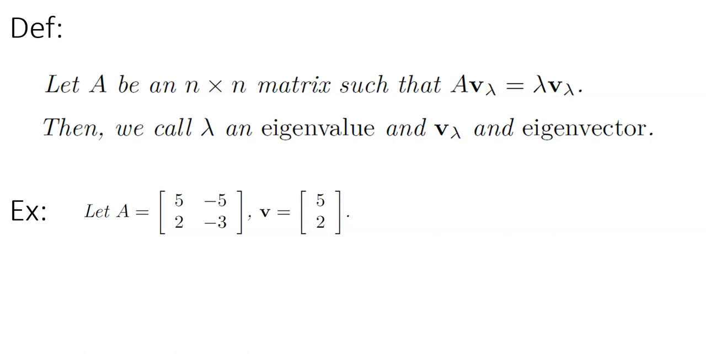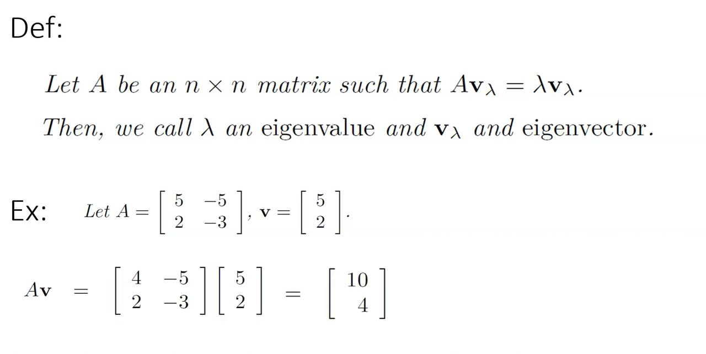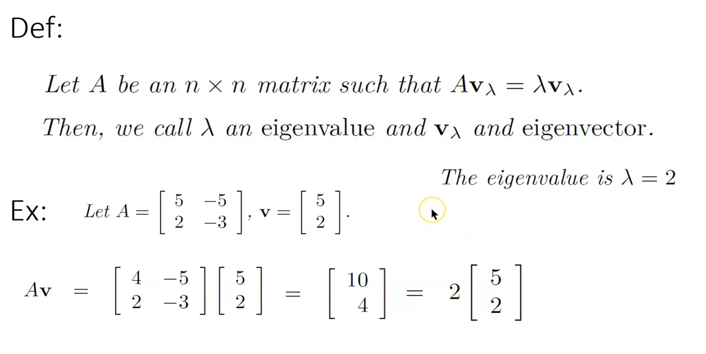Suppose I have this matrix A and this vector v, (5, 2). If I multiply them together, I get (10, 4). And (10, 4) is a multiple of (5, 2). So we get 2 times (5, 2). So we now have lambda equal to 2 as the eigenvalue, and the eigenvector is (5, 2). Actually, it's going to be any multiple of (5, 2), but (5, 2) is what we have.